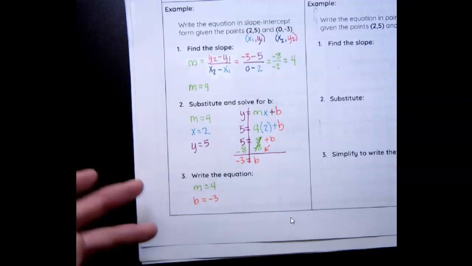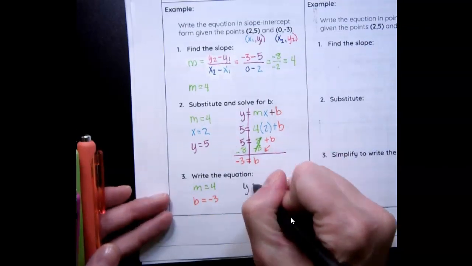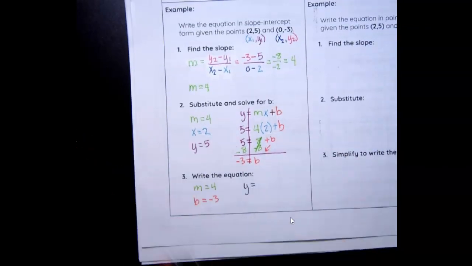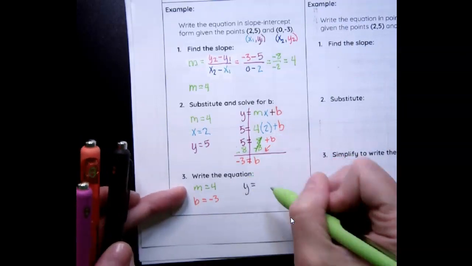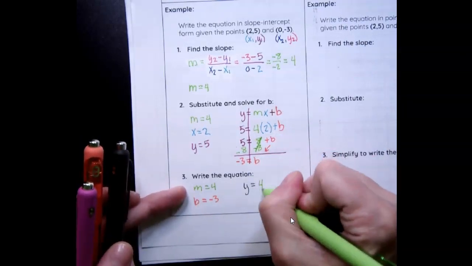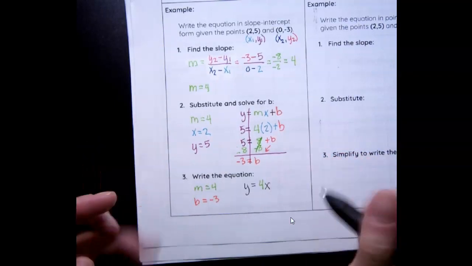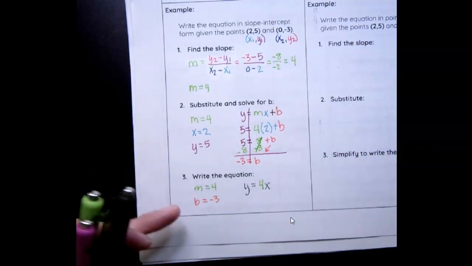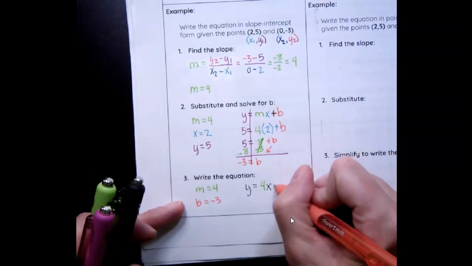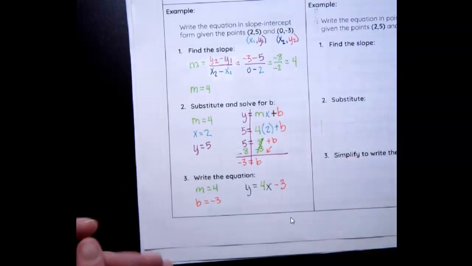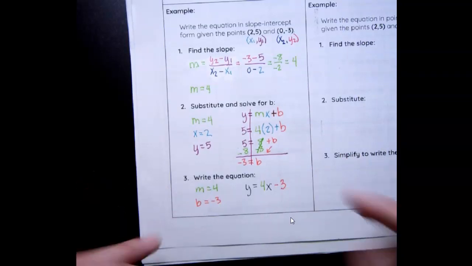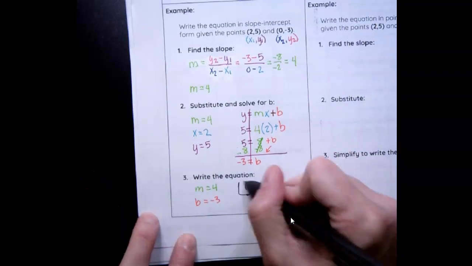So we end up with y equals mx, so m is 4, so 4x, and then plus b, but b is negative 3, so it's going to look like minus 3. Okay, so y equals 4x minus 3 is the equation in slope-intercept form.